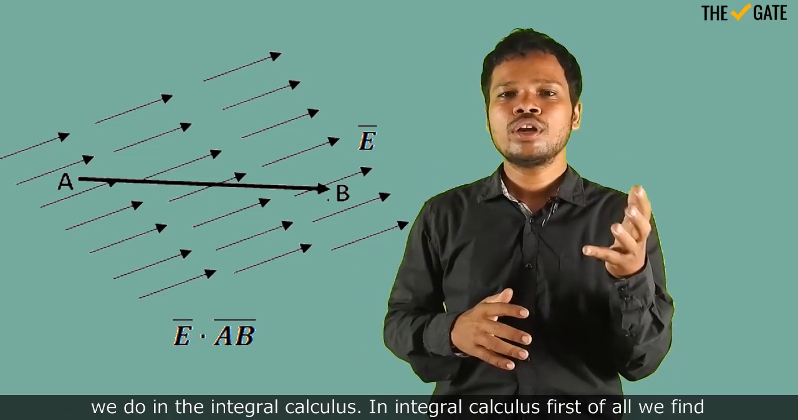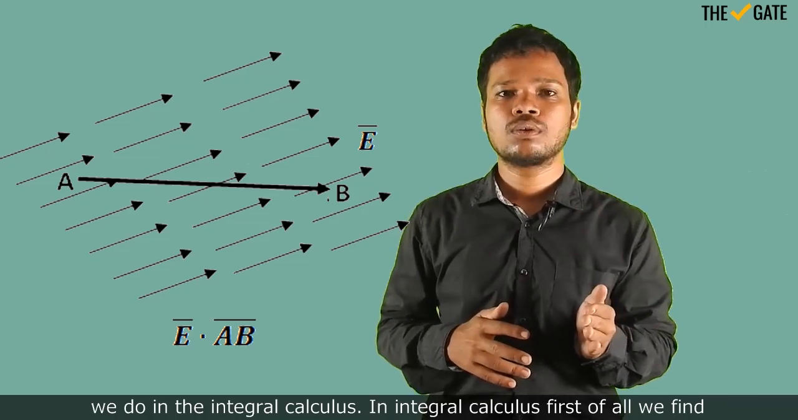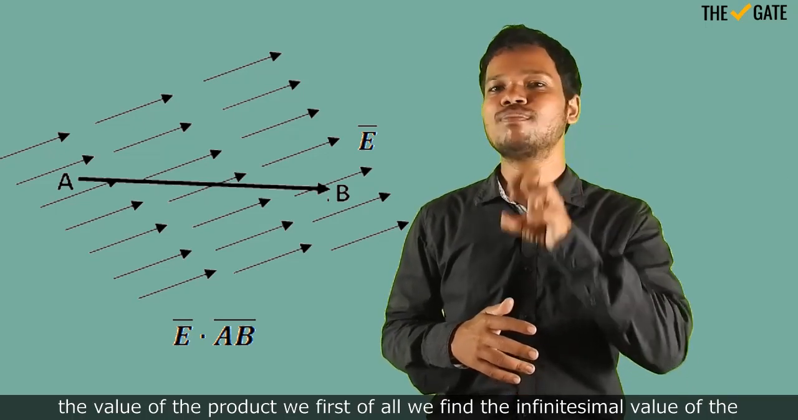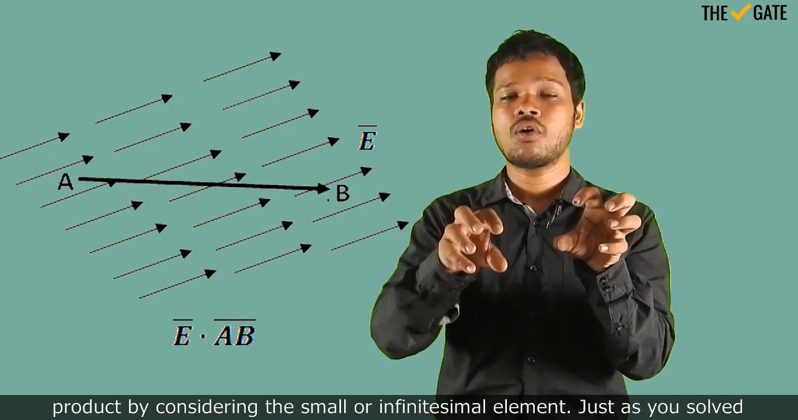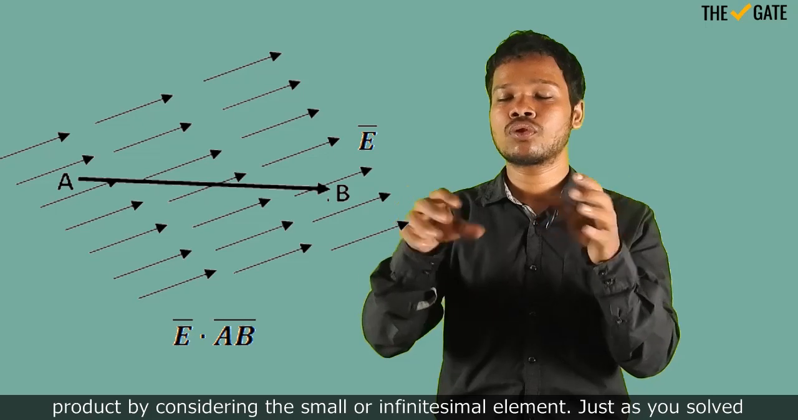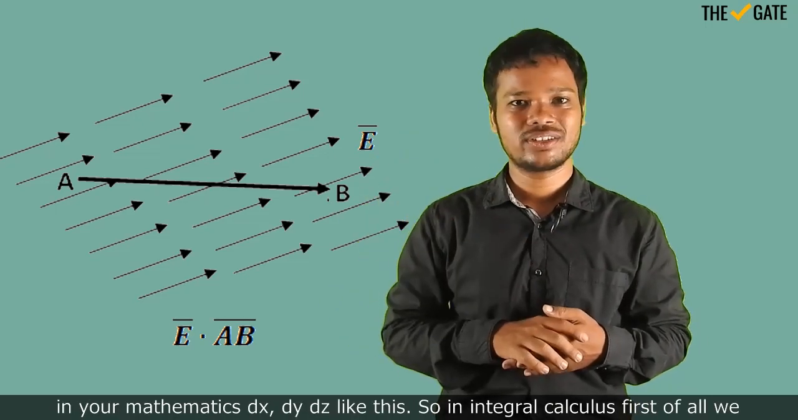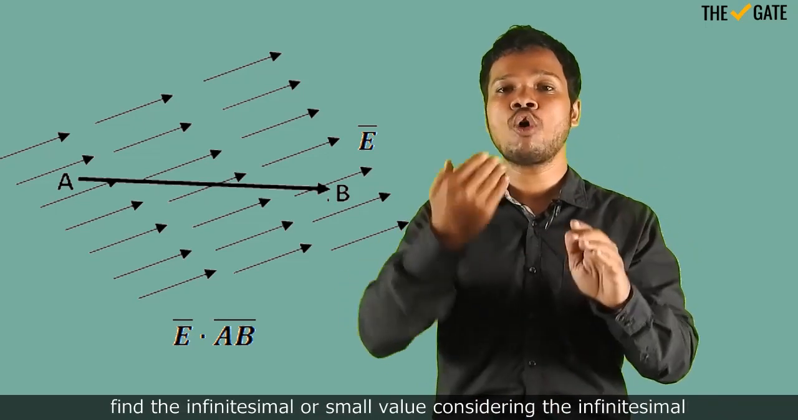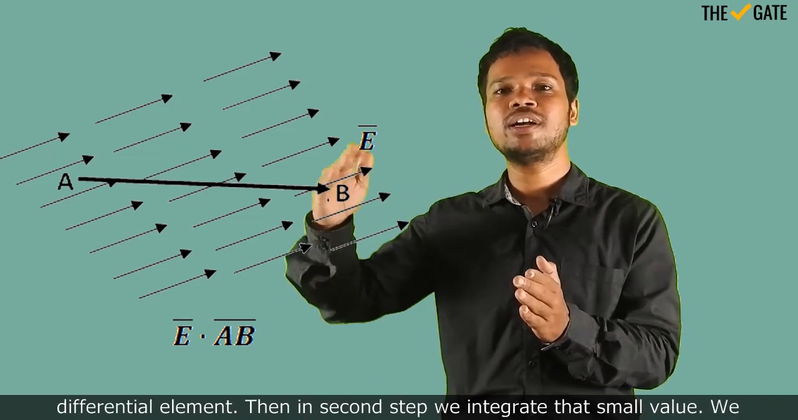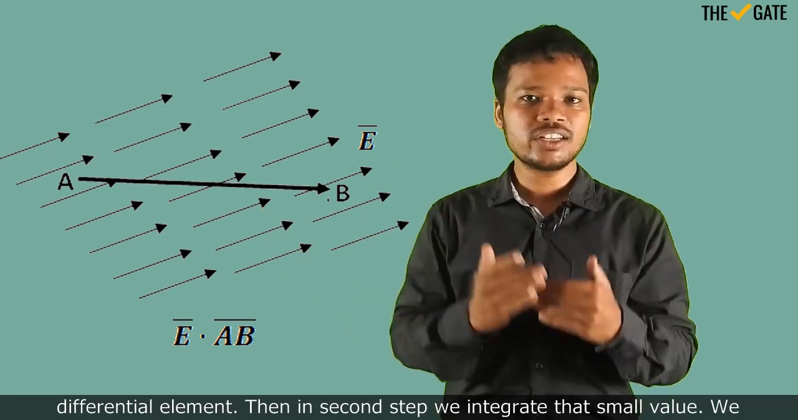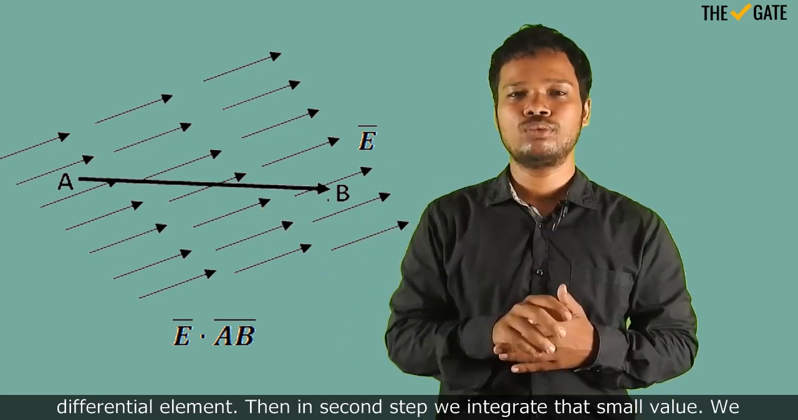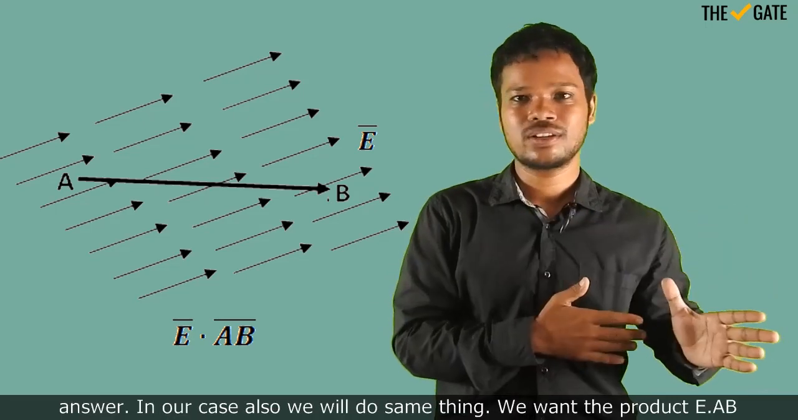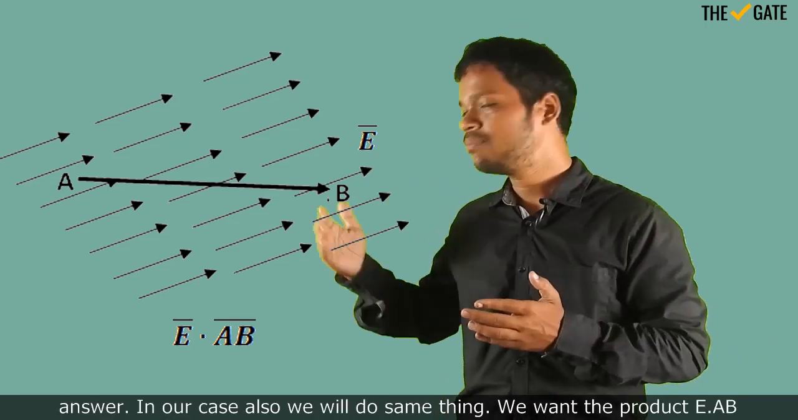And remember what we do in integral calculus. In integral calculus, first of all, we find the value of the product. We find the infinitesimal value of the product by considering a small or infinitesimal element, just as you have solved in your mathematics, dx, dy, dz, like this. So first we find the infinitesimal value considering the differential element. Then in the second step, we integrate that infinitesimal value over the complete range to get the final answer. In our case also, we will do the same thing.